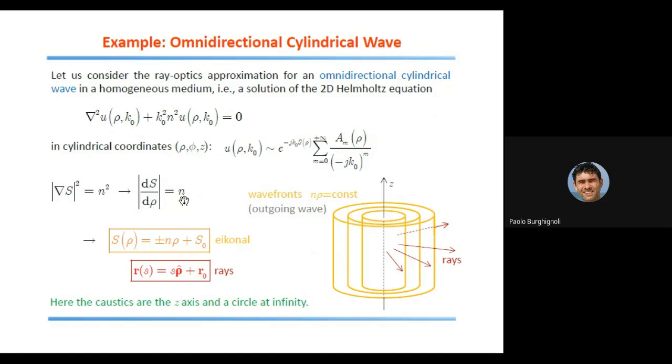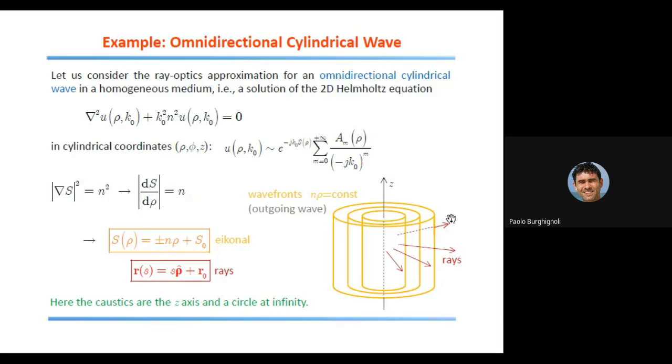If the index is a constant, like in a homogeneous medium, then you can solve immediately this equation and you will find that your Eikonal is a linear function of rho. Okay, so the surfaces where the Eikonal is constant are those cylinders where rho is constant.